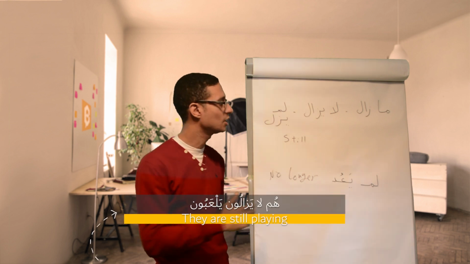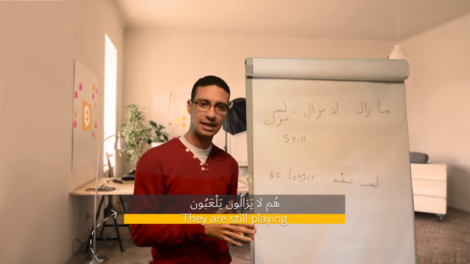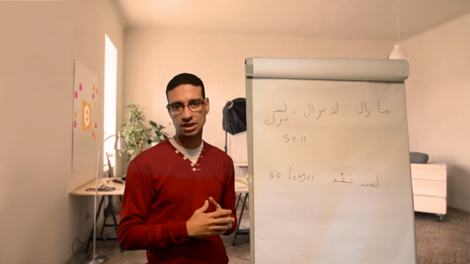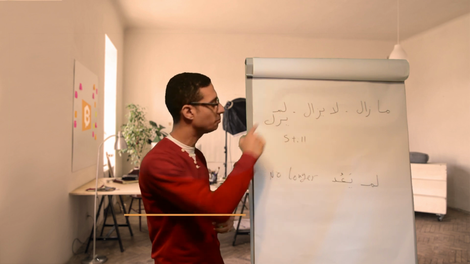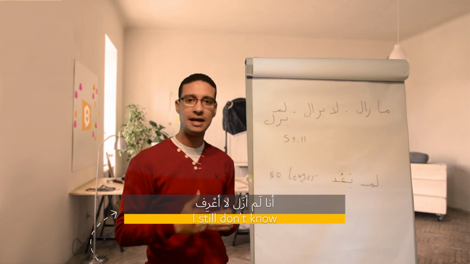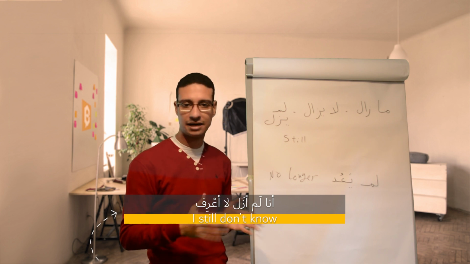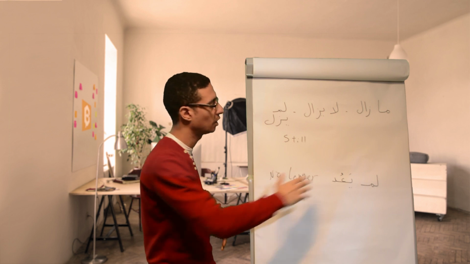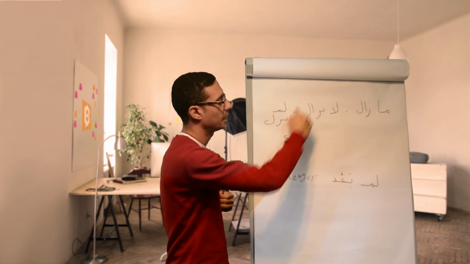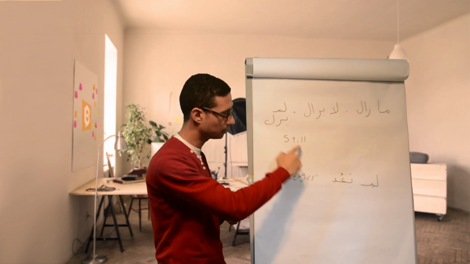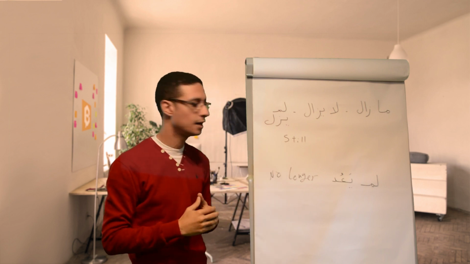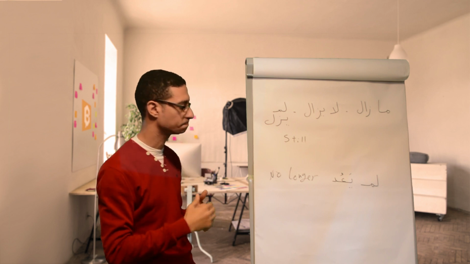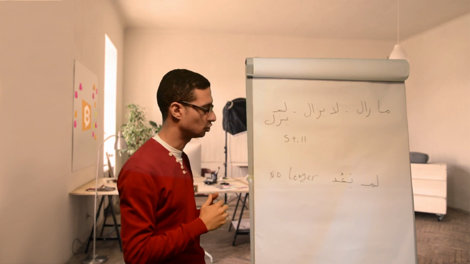Another example is هم لا يزالون يلعبون. Another example with لم يزل is أنا لم أزل لا أعرف. I still don't know. So regardless of the form, they all mean still. So don't be confused when you see any of them in a text or in a speech.